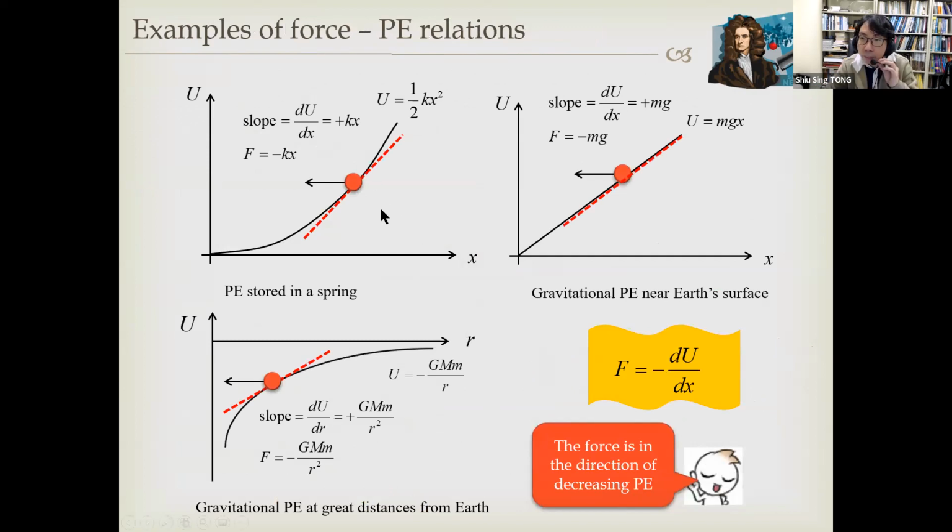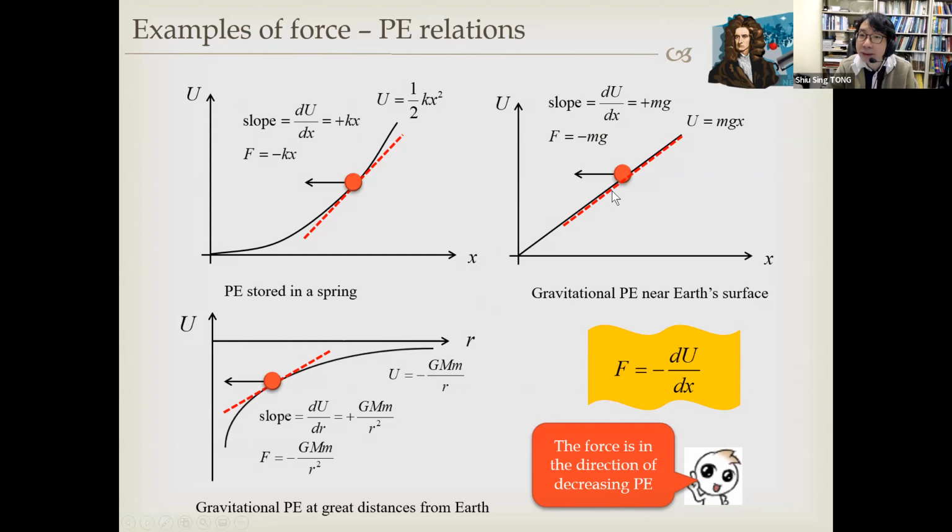Now let's look at the example that we have discussed. For the potential energy of the spring, the potential energy goes as half k x squared. So if I take the derivative, du/dx, I calculate the slope of the tangent, it becomes kx, right? After adding a minus sign, I get a force, and the force is equal to minus kx. And that means the object is being pulled back because I stretched the spring. So the force of the spring is pointing in the negative x direction.